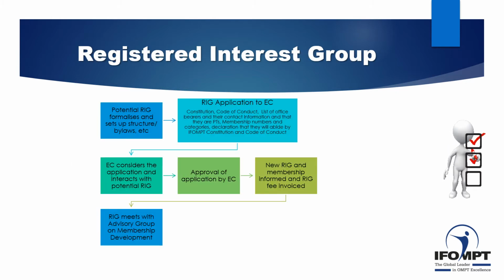The slide before you gives you an overview of the process to become a registered interest group of IFOMPT. This process starts, as described in the top left-hand box, with a potential RIG being formalised and setting up its structure and bylaws. That RIG then applies to the Executive Committee of IFOMPT, and the Executive Committee considers the application and, if all is in order, will approve the application.